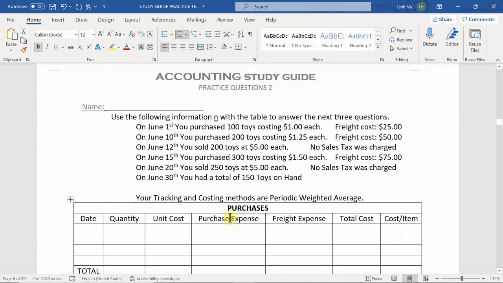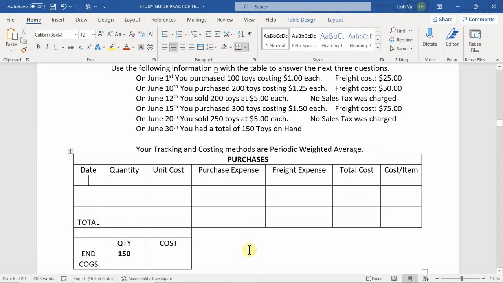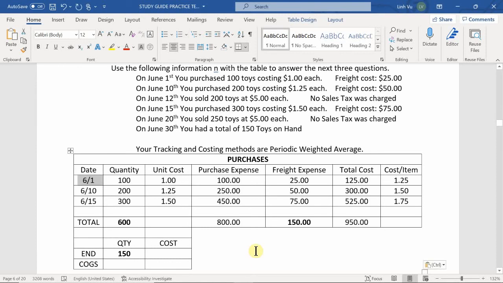Here we have the same exact set of information, except the difference here is this is weighted average. So once again, I'm going to copy and paste this here. This time, we need the average cost per item. So what is my average cost per item? How do you solve for the average cost per item? You need the total cost.